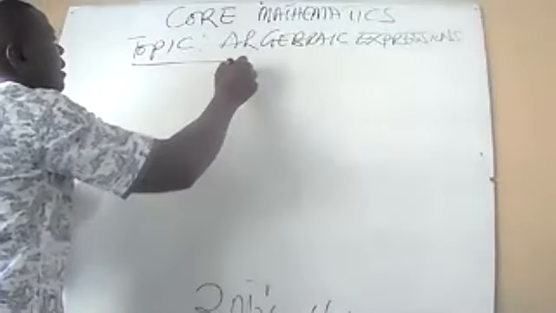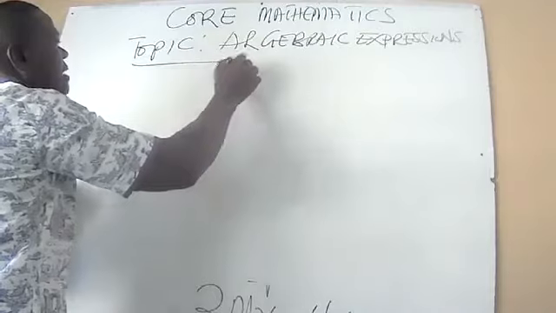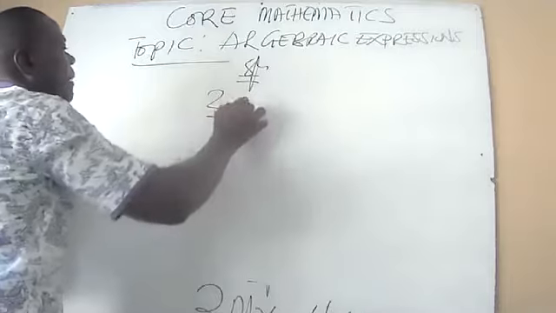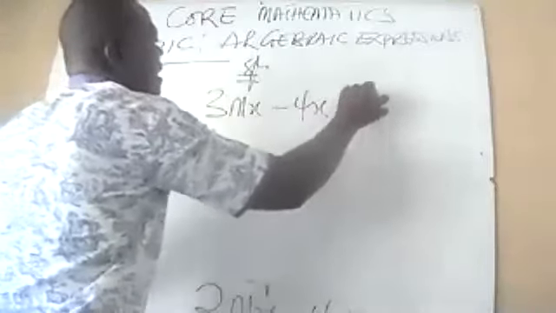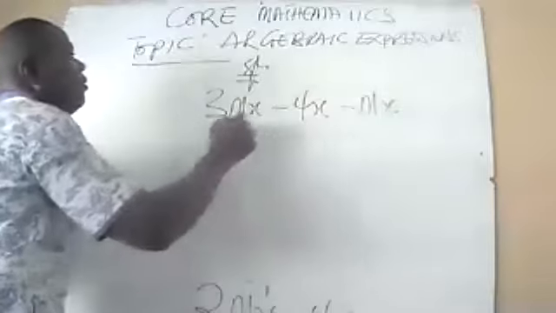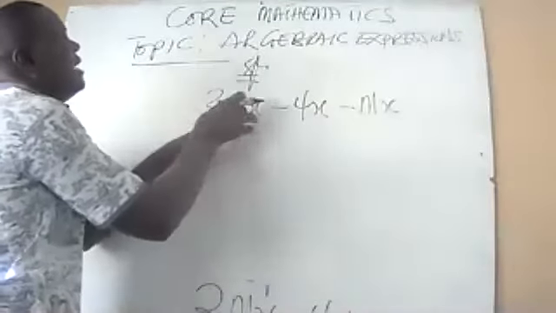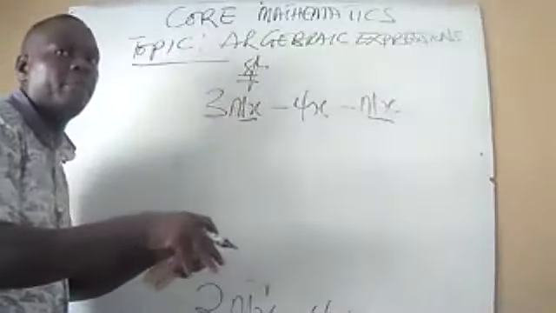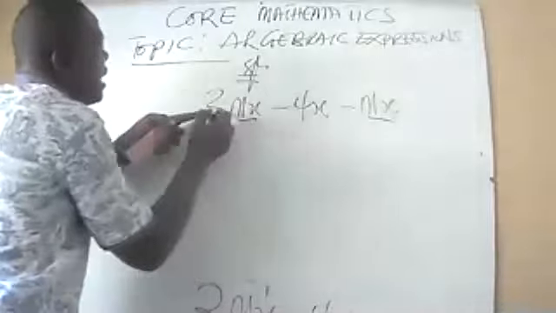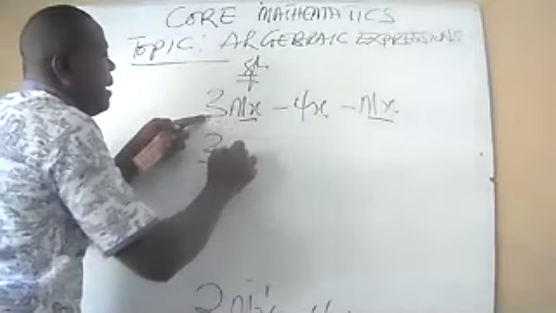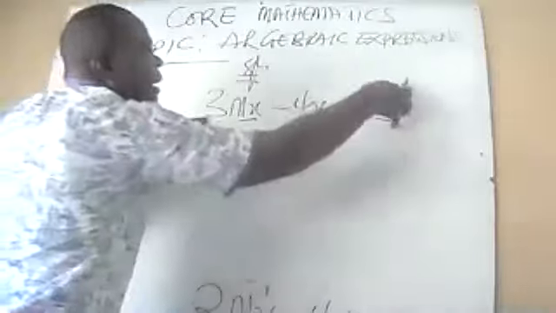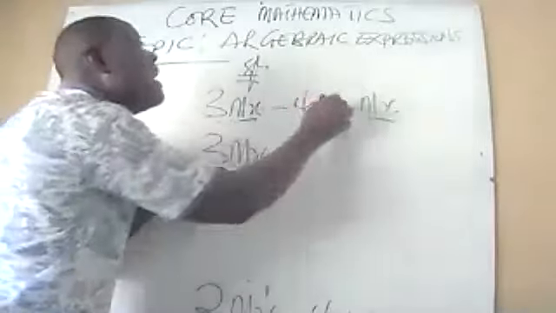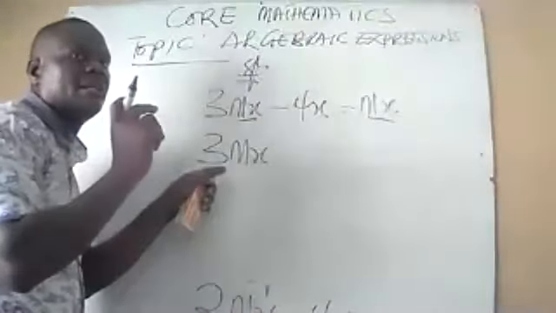So the question we are solving is 3mx minus 4x minus nx. Solving this, you realize that this is mx, this is also mx. They are like terms, so we can group them and simplify. Grouping this, the existing term here, we maintain it to be mx. Then we bring this one. The one you are bringing is negative. It's not just mx, it's negative.